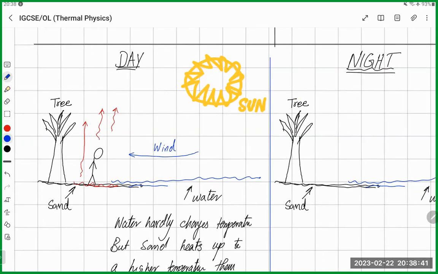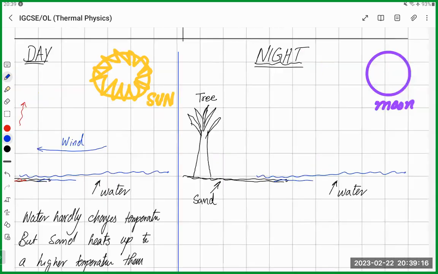coming from the sea, because when the temperature on the sand becomes very hot, the air on the top of the sand rises up, and it is replaced by the colder air on the top of the water. So when we go to the beach in the daytime, in the sunshine, we receive wind from the ocean, from the sea. Okay.